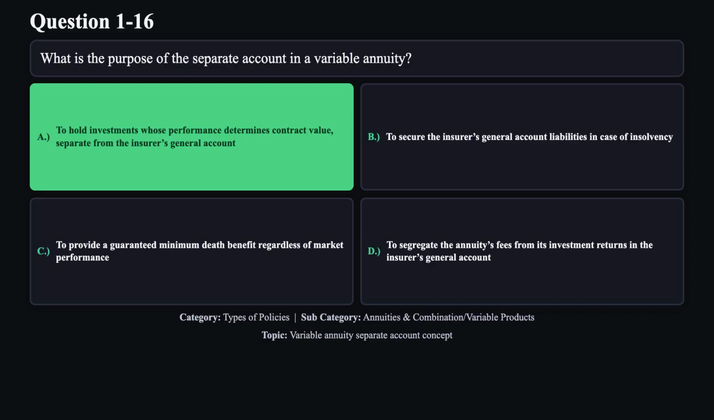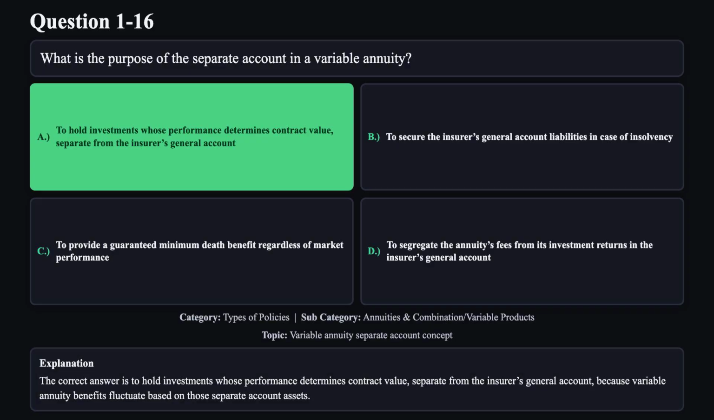The correct answer is A. The correct answer is to hold investments whose performance determines contract value, separate from the insurer's general account, because variable annuity benefits fluctuate based on those separate account assets.